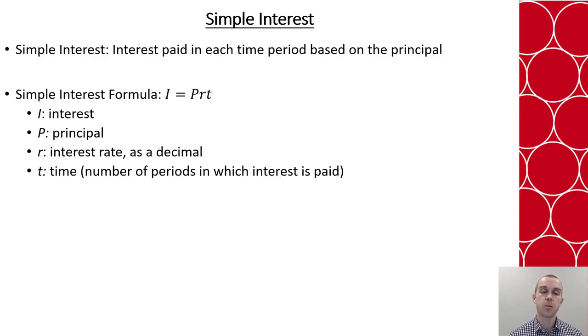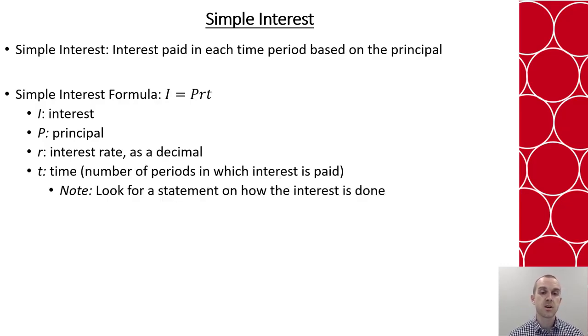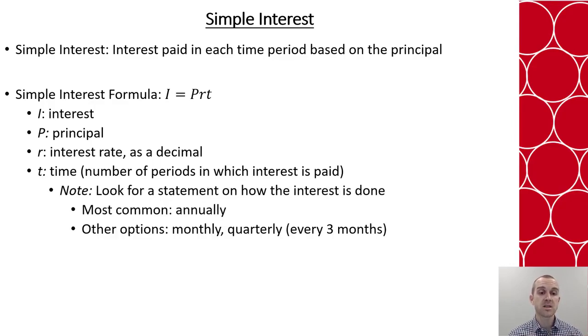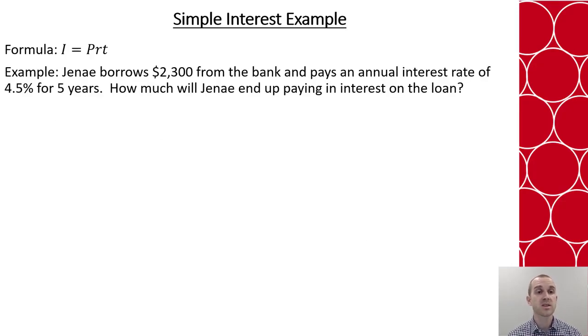Now, this is a very important one to pay attention to because we need to look at how exactly the interest is being calculated. Most of the time, it will be calculated annually, but sometimes it may be calculated monthly or even quarterly. Sometimes it may also be calculated annually, but you're given months, so you have to convert your months to years to make that work, or vice versa. So always pay attention to how the time is being calculated and make sure that the numbers you have match with that time. Let's look at a few examples.